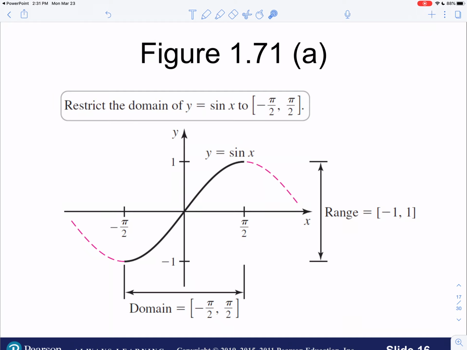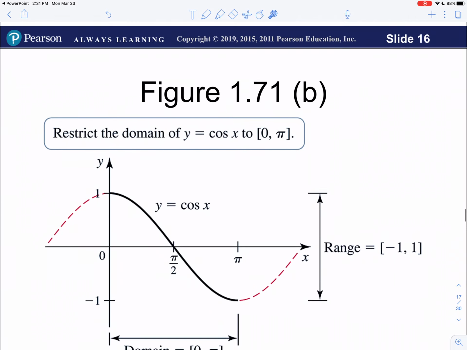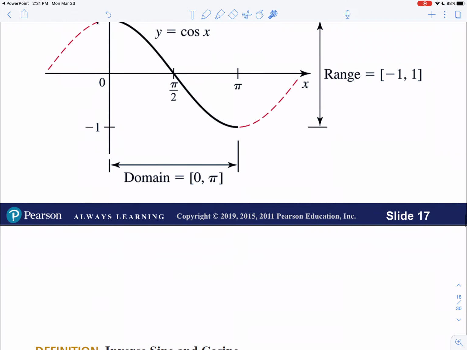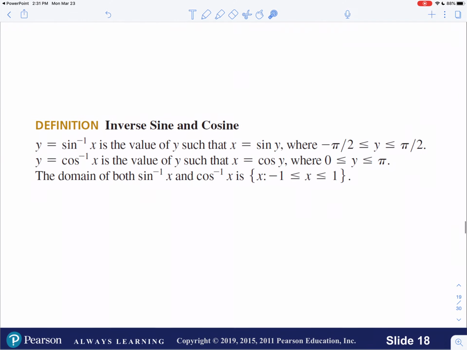If we restrict the domain of sine from negative 90 to 90, now we have an image that will pass the horizontal line test, right? Similar with cosine. Cosine we restricted from 0 to 180, and this passes the horizontal line test. So then we can start talking about inverse trig functions and things of that nature.